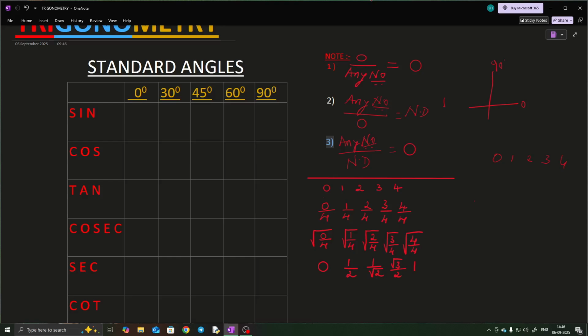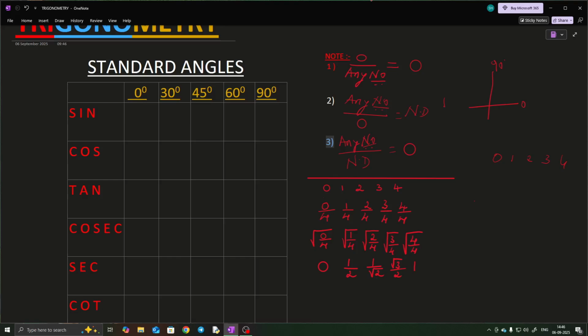Now, a way of writing it: those first 5 values are 0, 1 by 2, 1 by root 2, root 3 by 2 and 1. If you know these values in order, that is 0, 1 by 2, 1 by root 2, root 3 by 2 and 1, that is good. Or if there is difficulty in remembering these values, then there is a particular process of writing them. First you write the values 0, 1, 2, 3, 4. That means we write the whole numbers from 0 to 4.